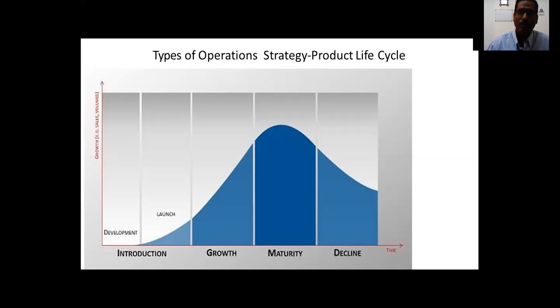This is the time the business really looks into it, so they revamp the product, change certain features, or innovate a new product if necessary. So this product life cycle is very important for the business.